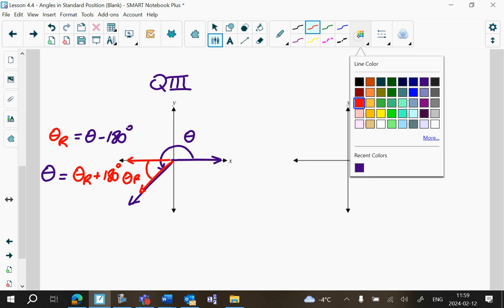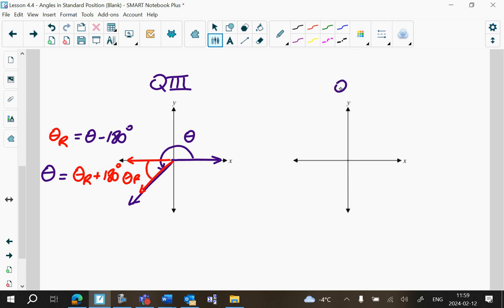Quadrant 4. So let's draw an angle in quadrant 4. Here's the actual angle. Where would the reference angle be? Well, here's the nearest x-axis, the positive one. Here's the terminal arm of the original. What do you notice about the reference angle and its actual angle in quadrant 4 if we added them together? What would we get? 360.